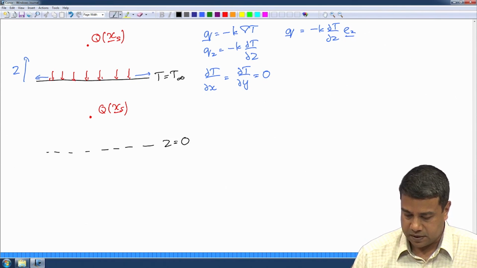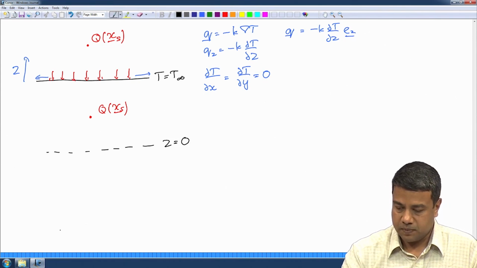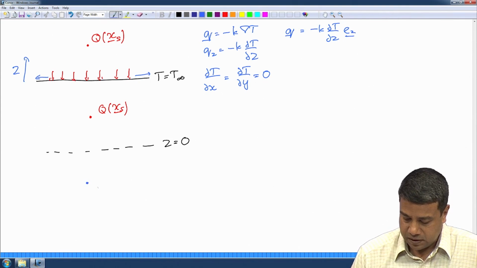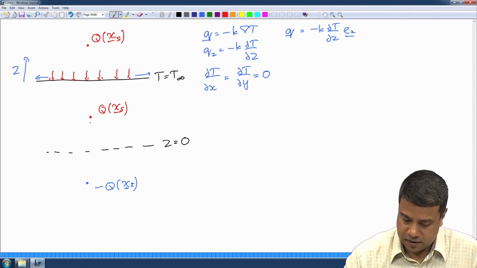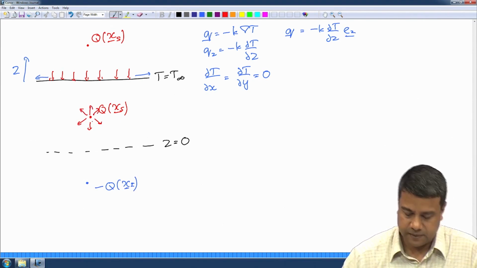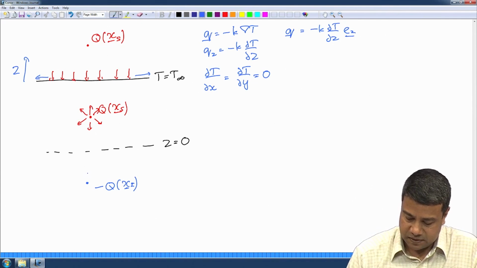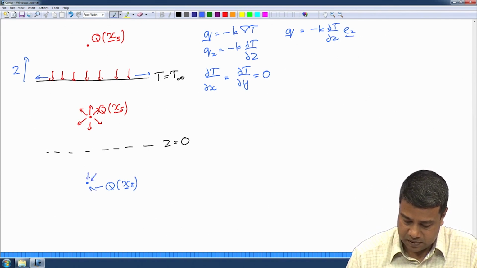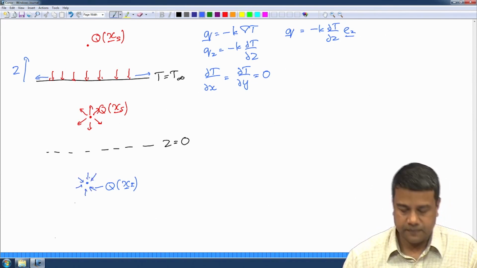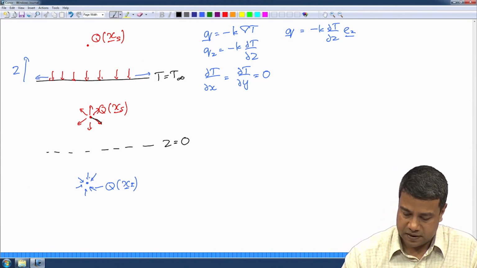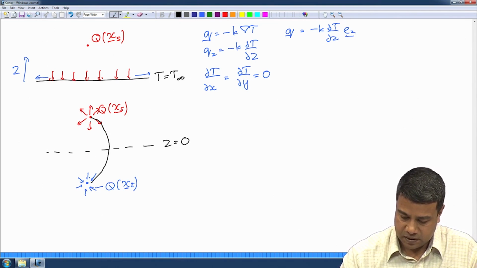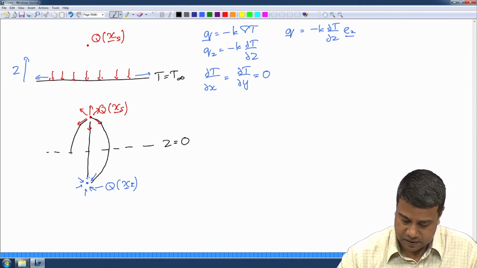This is Z is equal to 0. Rather than using a point source, I use minus Q. So, within this, source strength is Q. So, the heat flux lines are all outwards on this. In this case, it is minus Q. So, the lines are all inward. And just from the symmetry of the problem, it is easy to see that the flux lines in between these two have to all be perpendicular to the surface.